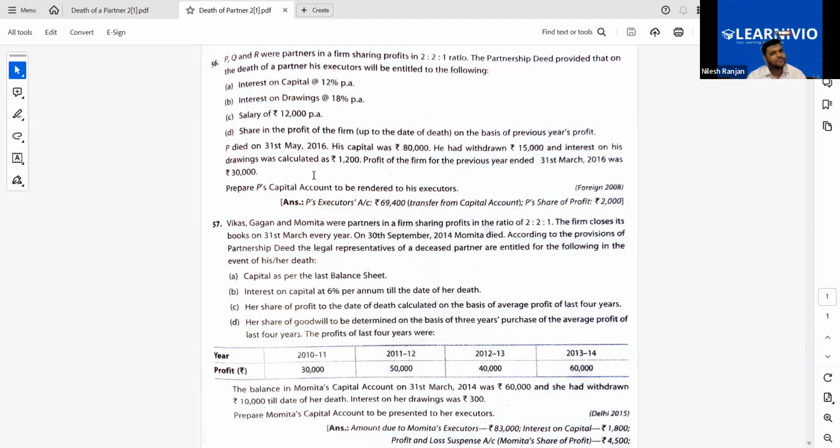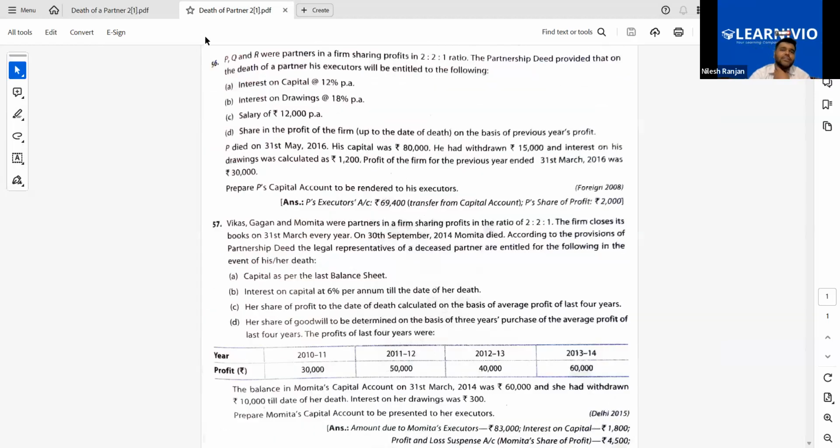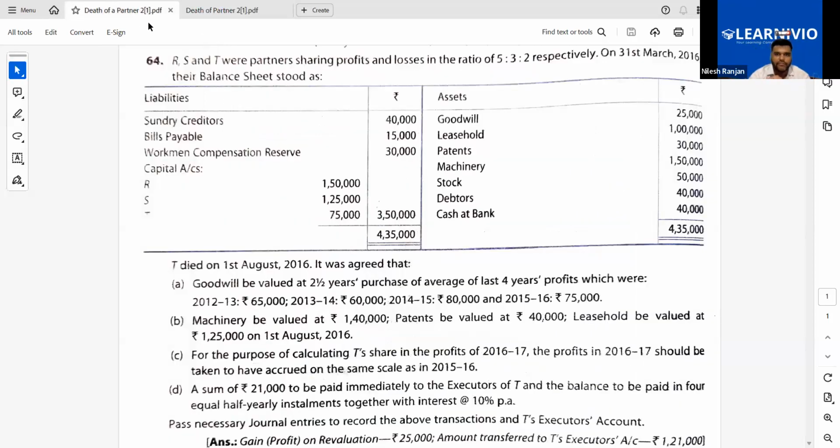Can you do this? Yes, sure, I'll try. No, not yet, I'm just asking. Can you solve this question by yourself? Yes, I can try. Okay, then wait.